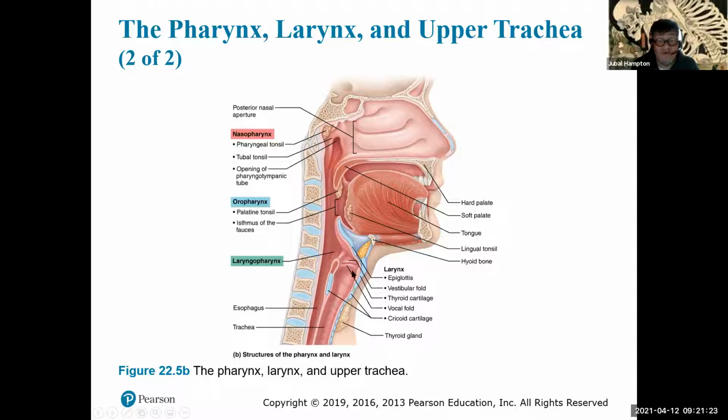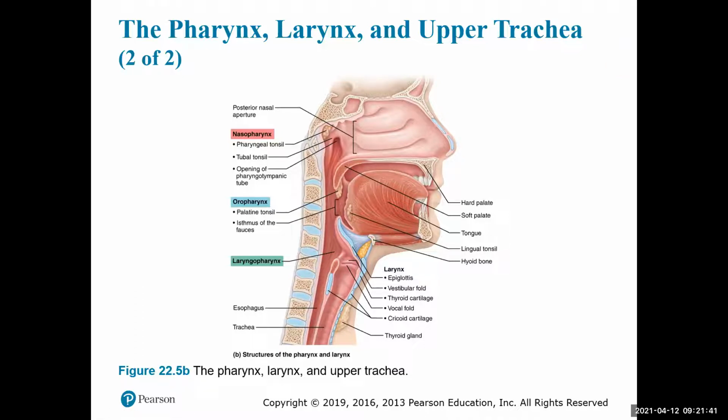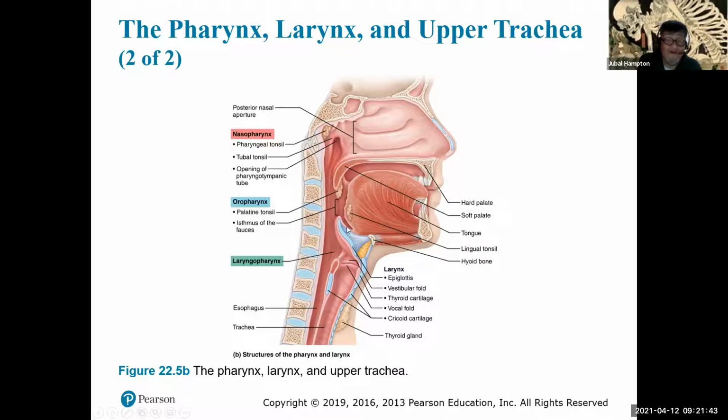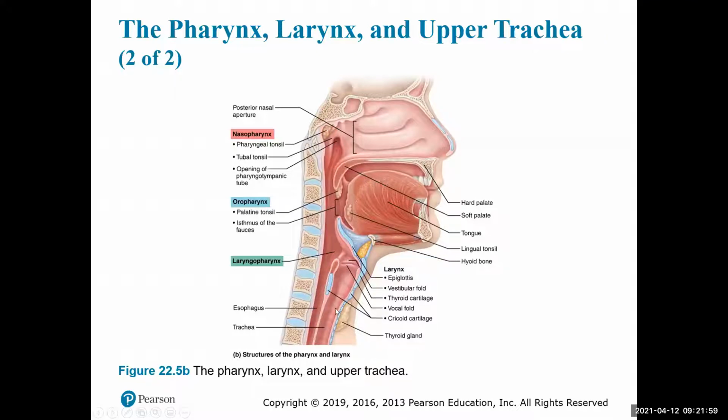Here we have a nice view of the larynx. This is our epiglottis right here. It is made of elastic cartilage. Most all the cartilage in the larynx is hyaline cartilage. This is elastic. And again, this serves to cover up the opening into the trachea so that food and liquid are then diverted here into the esophagus and not allowed into the trachea.